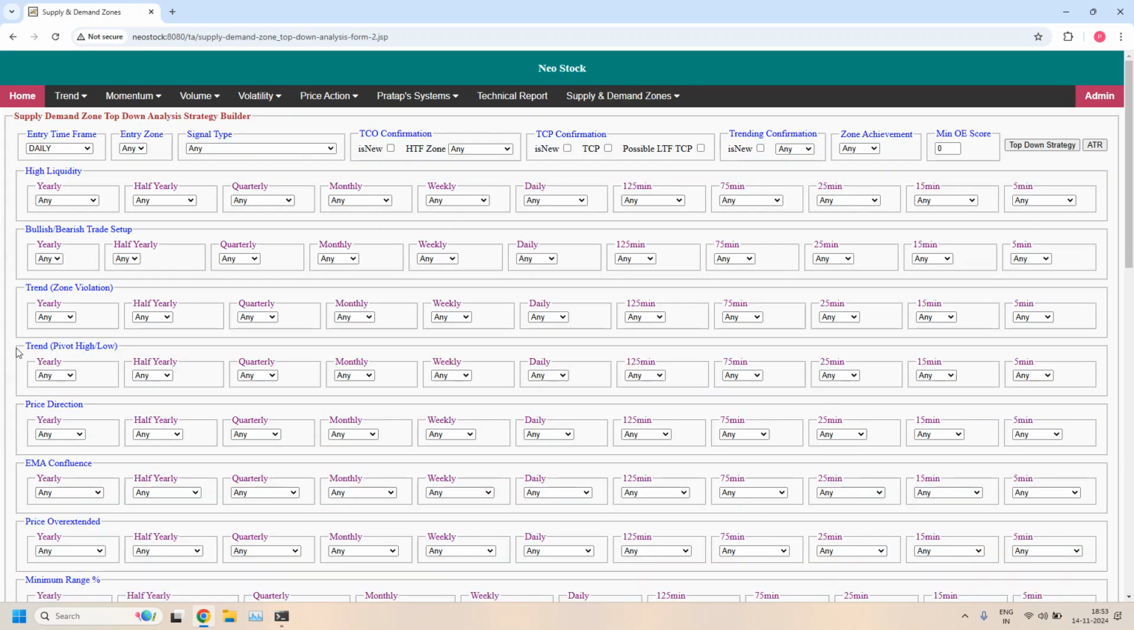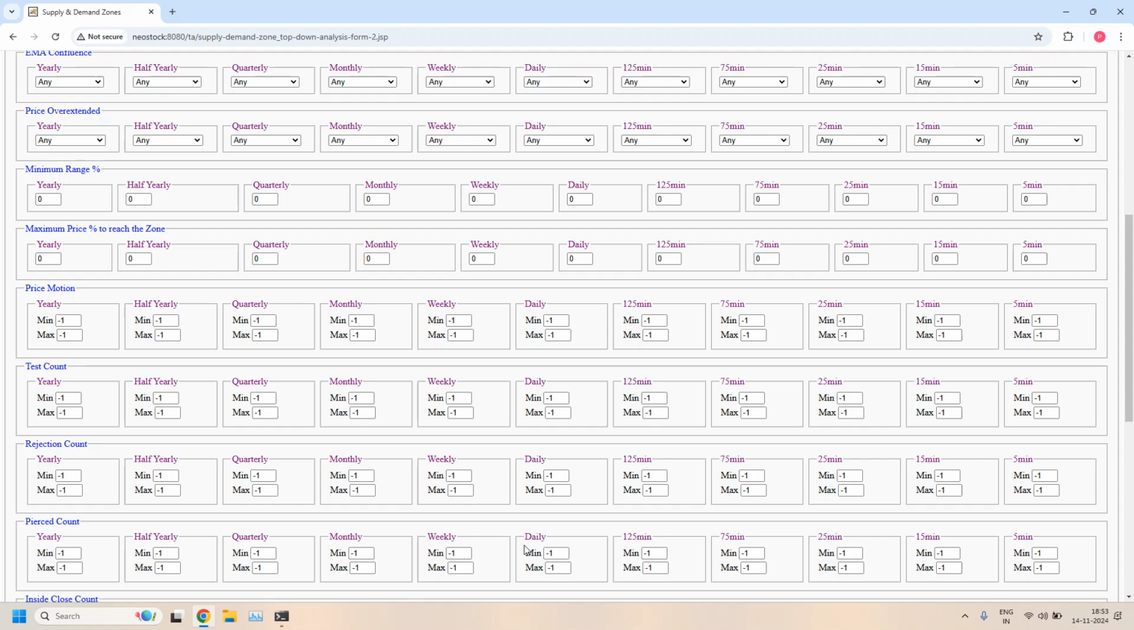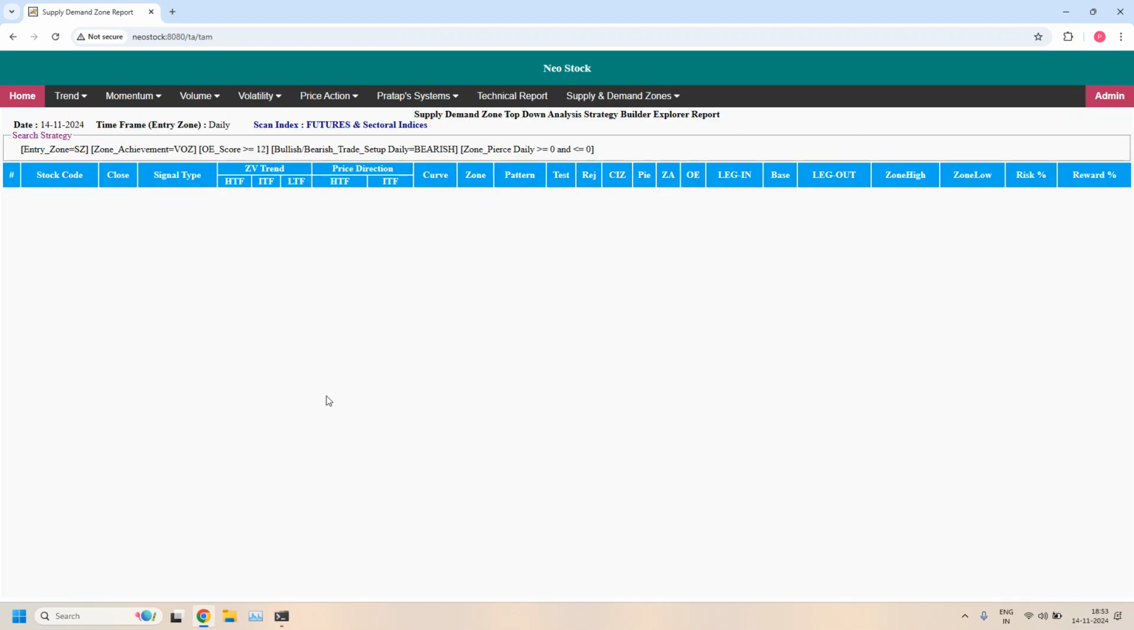Next, bearish trade setup for monthly income trade. Entry time frame is daily. Entry zone is supply zone. In bullish or bearish trade setup at a daily time frame, I am selecting bearish. This daily supply zone should not be pierced. So in the pierced count at a daily time frame, minimum value I am setting 0, maximum value 0. That means the zone is not pierced. Zone achievement is violated opposing zone. Minimum odd enhancer score is 12. All the 3 filters are applied to daily supply zone. Now let's filter the stocks. So currently we don't have any stocks that are supporting bearish trade setup for monthly income trade.